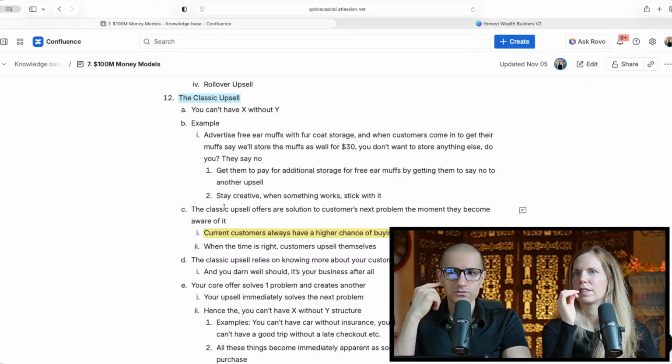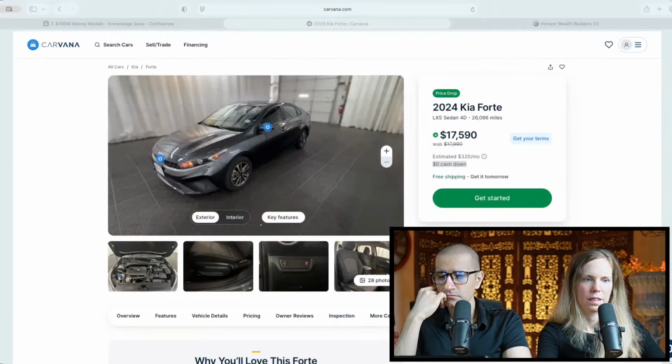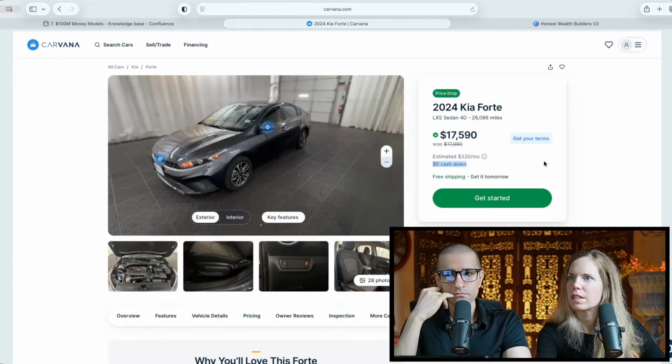Carvana does have some upsells in their checkout process. It's kind of like when you're checking out from any online retailer. Once you're going through the car buying process, they'll often offer you additional things like extended warranties, gap insurance, or even service packages. So in a way, they're using a classic upsell strategy. You buy the core product, which is the car, and then they suggest these add-ons that solve the next problem, like protecting your investment or covering potential repairs. So they're definitely playing in that upsell space as well.